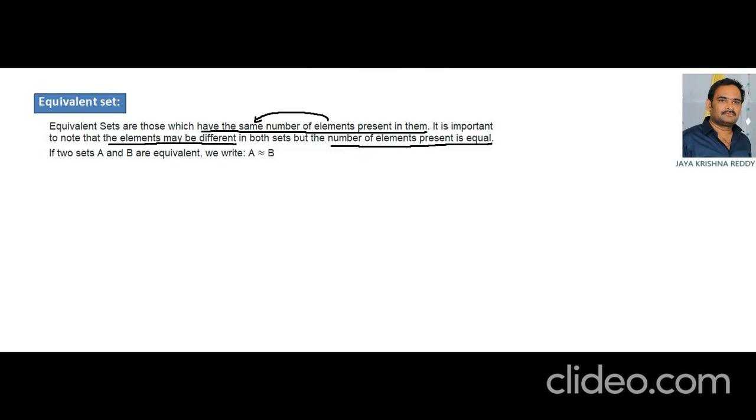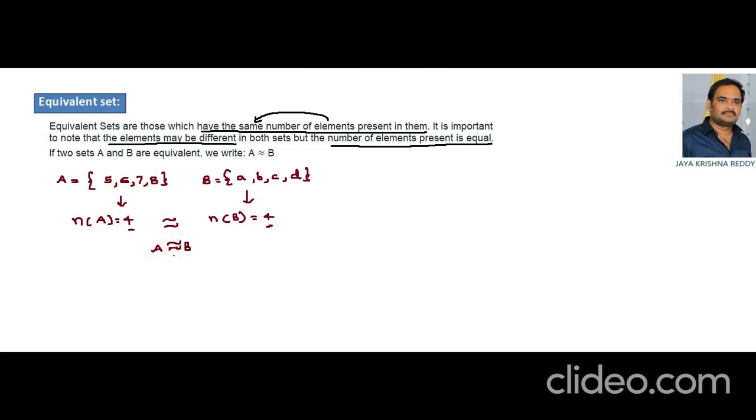If, for example, here two sets are there, set A having 5, 6, 7, 8 elements and set B having the elements as A, B, C, D. From these two sets, what is n of A? N of A means the number of elements in the set. 4 elements are there, so n of A equal to 4. And for set B, n of B means the number of elements in set B, here also 4 elements are there. So the number of elements in both sets is equal to 4. Therefore, we can say that these two sets are equivalent sets.